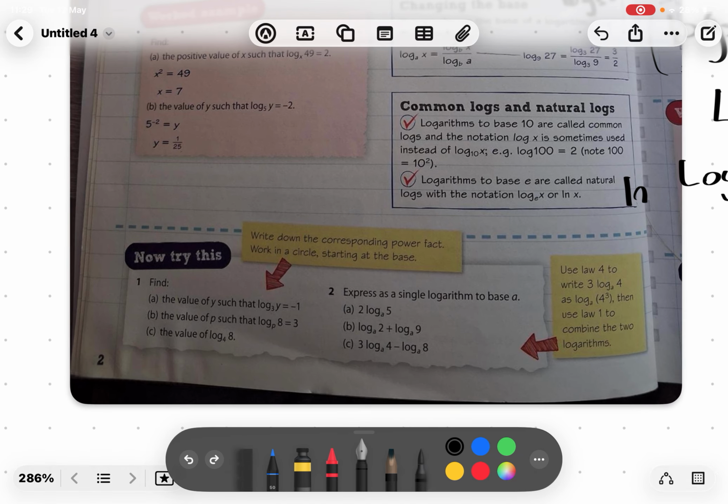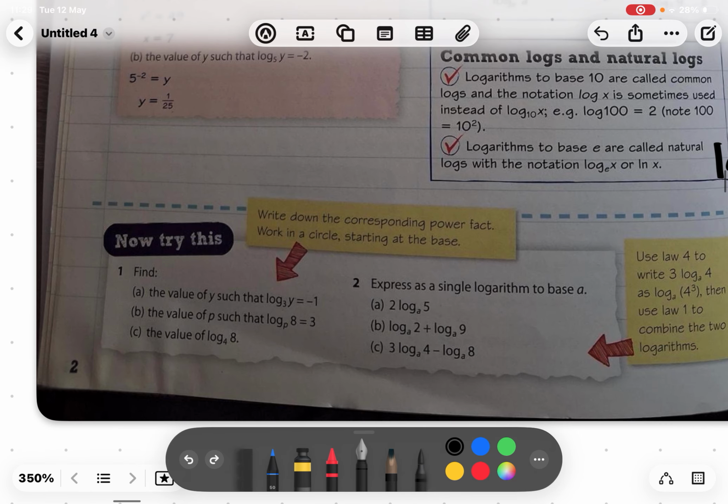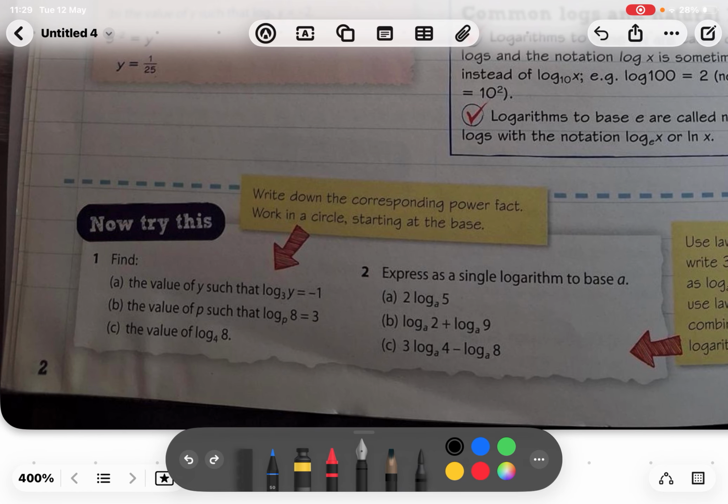So now we have questions. Oh my god, an apple. So the value of y, okay, basically y equals 1 over 3. Or does it? Yes, that's what it is.